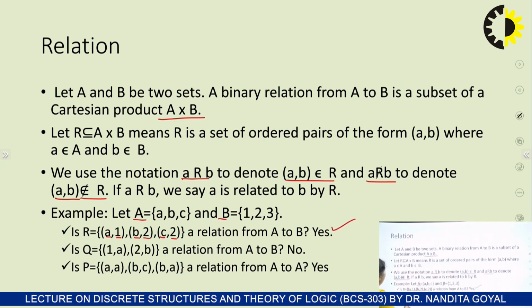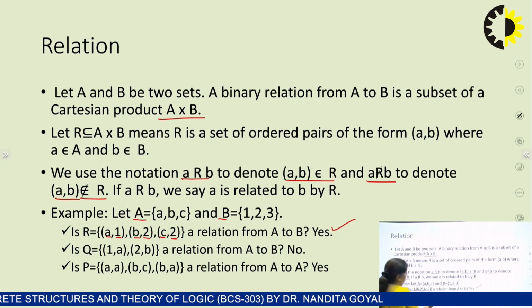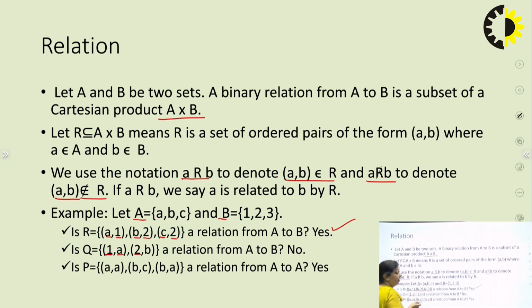Now let's check for the relation Q. Q contains (1, a) and (2, b). Is it a relation from A to B? Now if I check the first component of each element, it belongs to set B and the second component belongs to set A. So I cannot say that it is a relation from set A to B. So it is not a relation from set A to B, and we have written the answer as no.